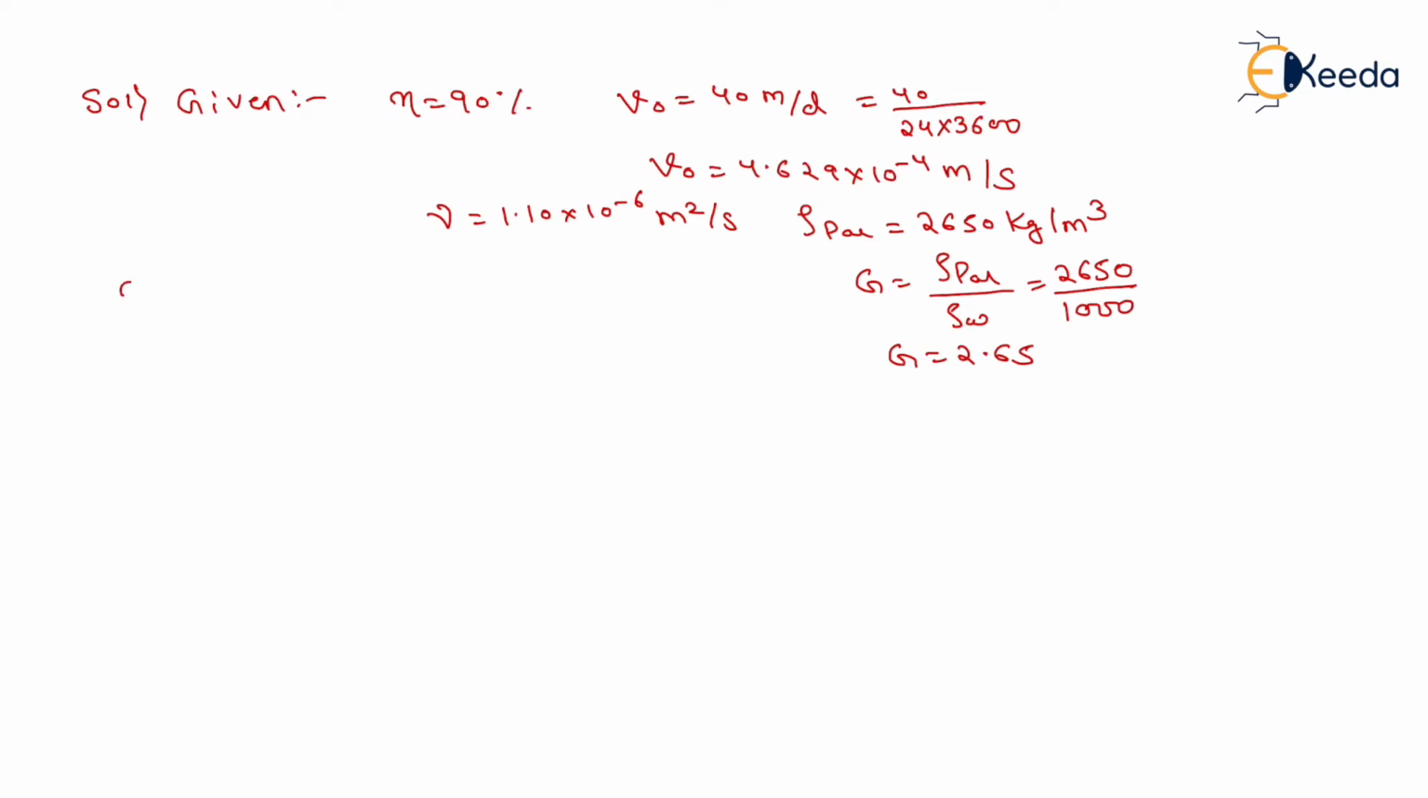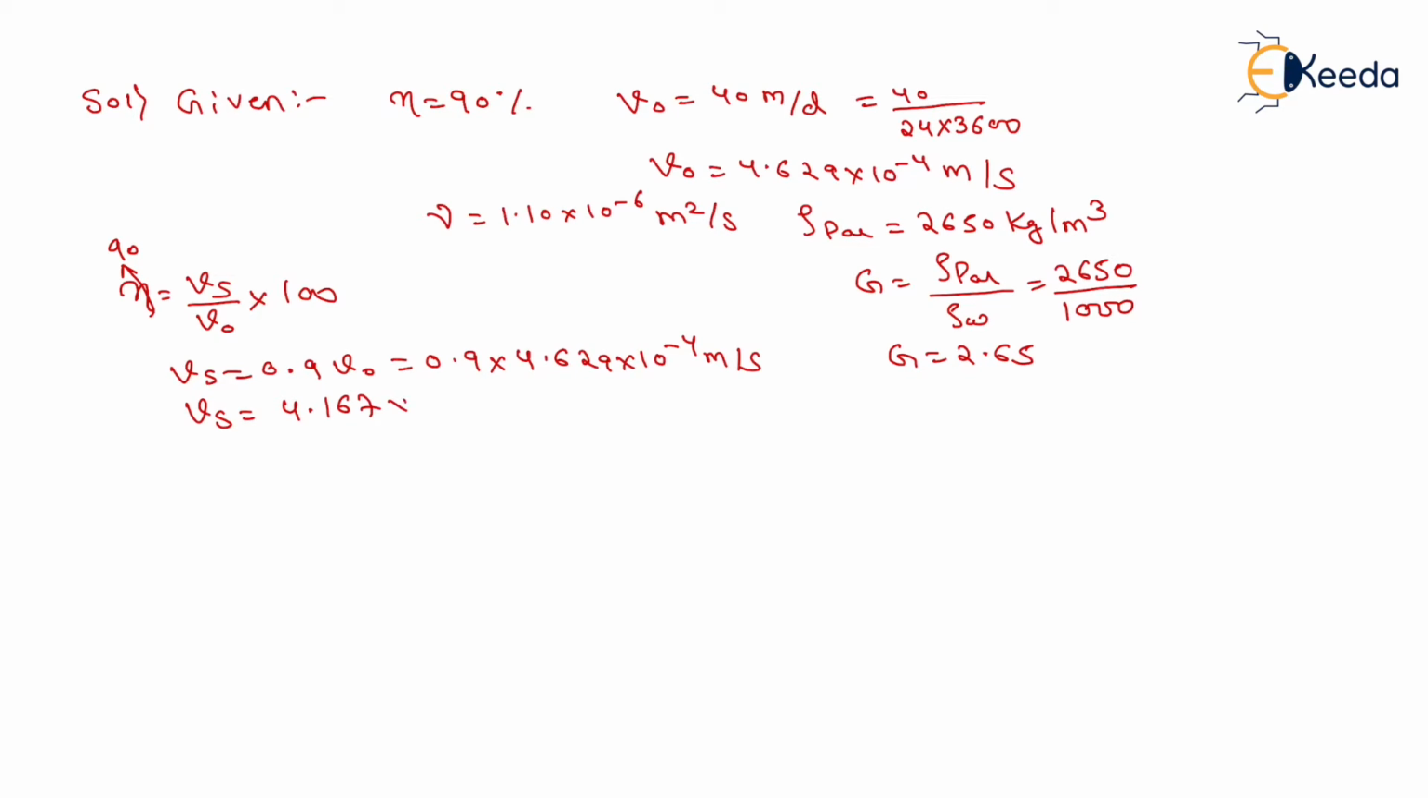Okay. Now efficiency is 90%. The formula of efficiency is Vs upon V0 into 100. Now efficiency is 90%. It means what? Vs will be equal to 0.9 times V0. So we just write the value of V0 here, that will be 4.629 × 10^-4 m/s. When you multiply 4.629 × 10^-4 with 0.9, you will get the answer of settling velocity, which will be equal to 4.167 × 10^-4 m/s.